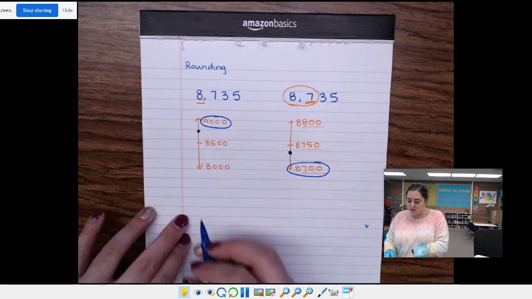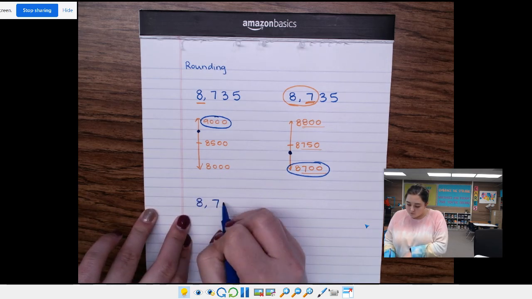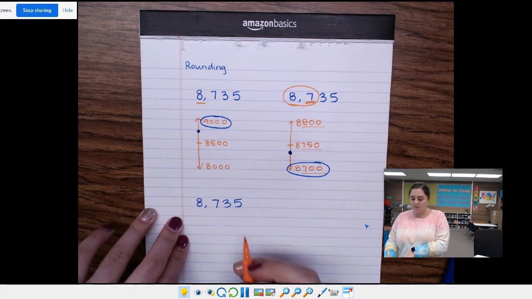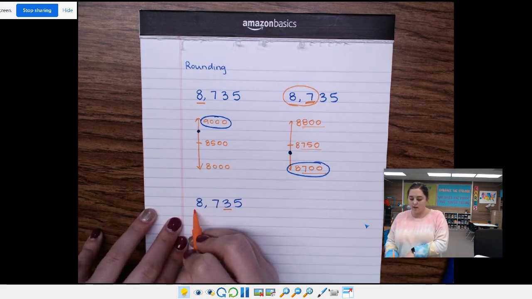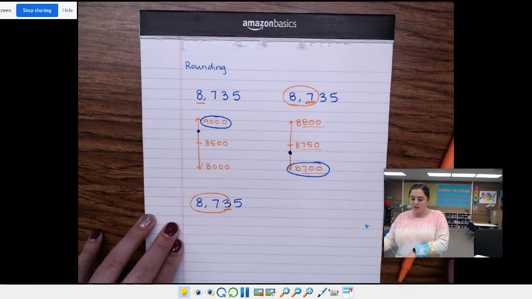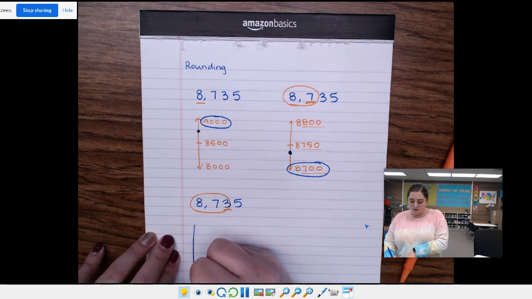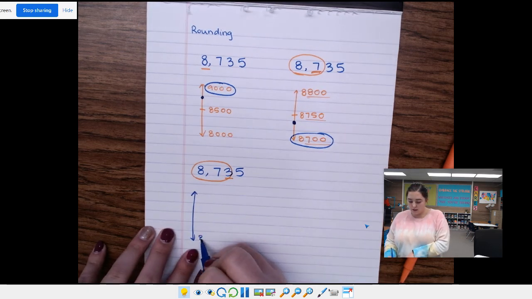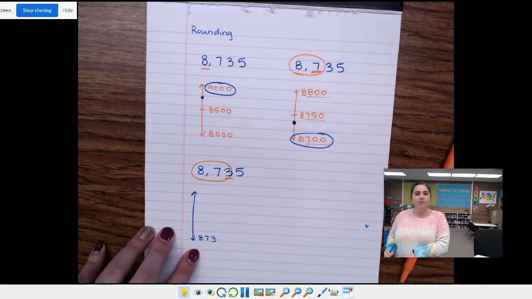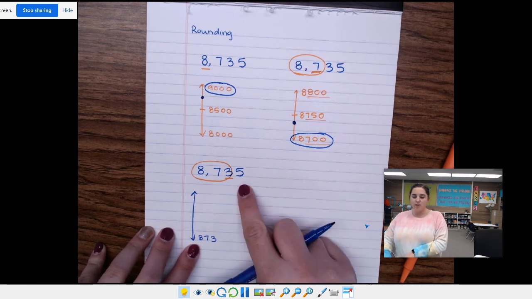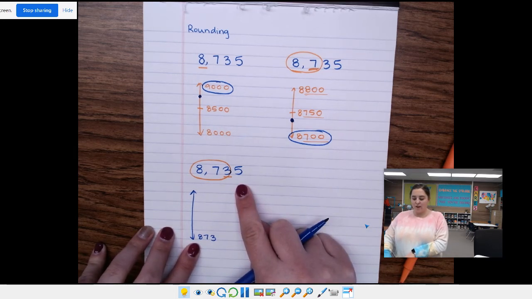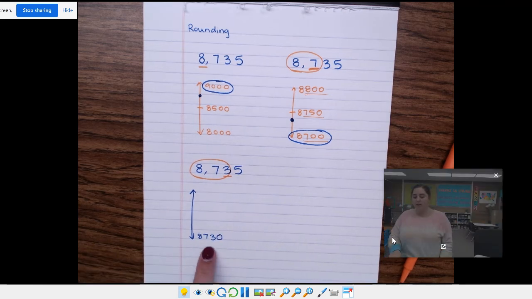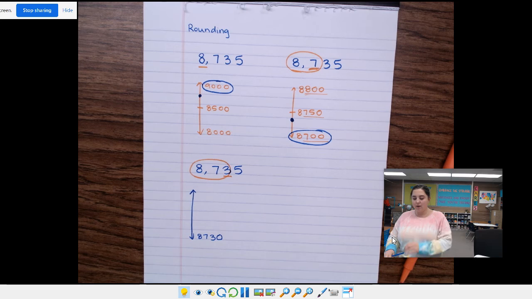Let's do one more. Same number. This time, let's round to the nearest 10. That would be right here. And I'm going to take everything that came before it. It's like rounding to the nearest $10 bill. Can I just write 873? No. That's nowhere close to 8,735. I just have to add in a 0. Now I've rounded to the nearest $10 bill. I got rid of my ones place.